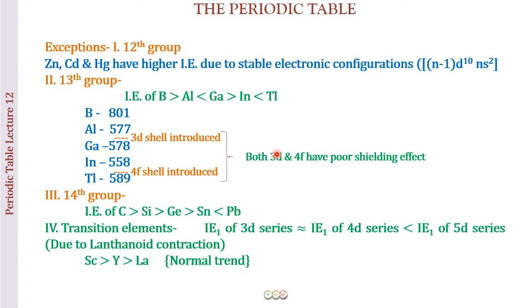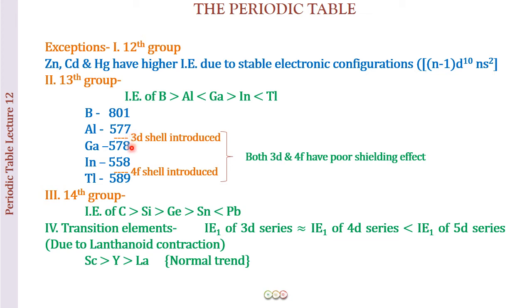Now let us see the exceptions in the groups also. The first exception is in the 12th group that we have already discussed: zinc, cadmium and mercury have high ionization enthalpies compared with the rest of the transition elements because of the stable electronic configurations. Coming to the 13th group, remember that the ionization enthalpy values down the group generally decrease. But from boron to aluminium and then gallium, there is not a decrease; aluminium and gallium have almost similar ionization enthalpies. In fact, gallium is slightly more than aluminium, right?